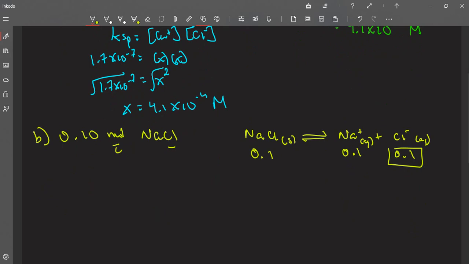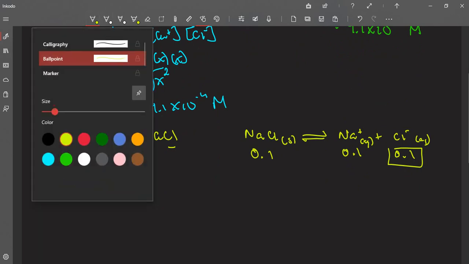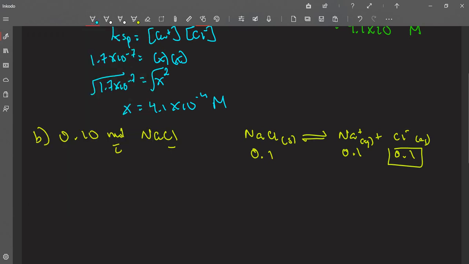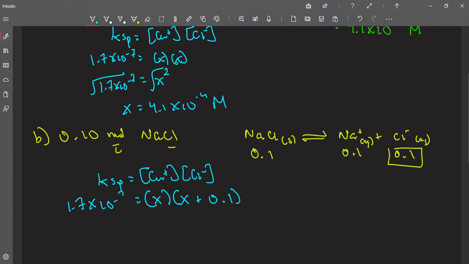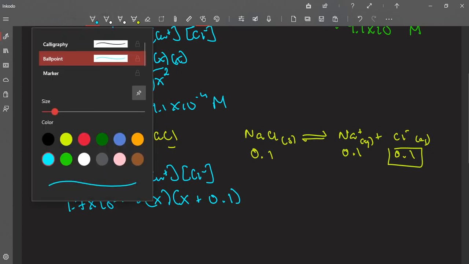Okay, so our Ksp is going to look a bit different. I'm still using that original ICE table, so I'm just going to rewrite our Ksp. It still is copper and chloride. That expression doesn't change, but what's changed is that for Cl, it's no longer just x, but x plus 0.1. We know what Ksp is, 1.7 times 10 to the negative 7. We are going to continue to solve for this, but we can say something that might help us out.